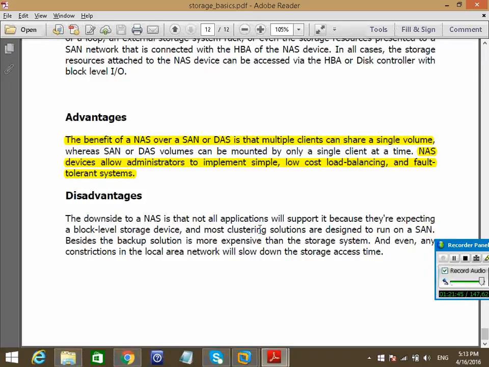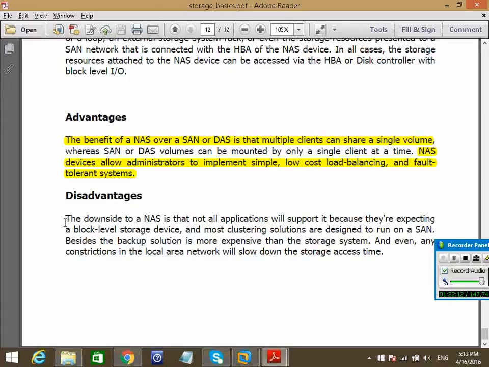The benefit of NAS over SAN or DAS is that multiple clients can share a single volume, whereas SAN and DAS volumes can be mounted by only a single client at a time. A NAS device allows the administrator to implement simple, low-cost load balancing and fault tolerance systems. Disadvantage: the downside of a NAS is that not all applications will support it because they are expecting a block-level storage device.